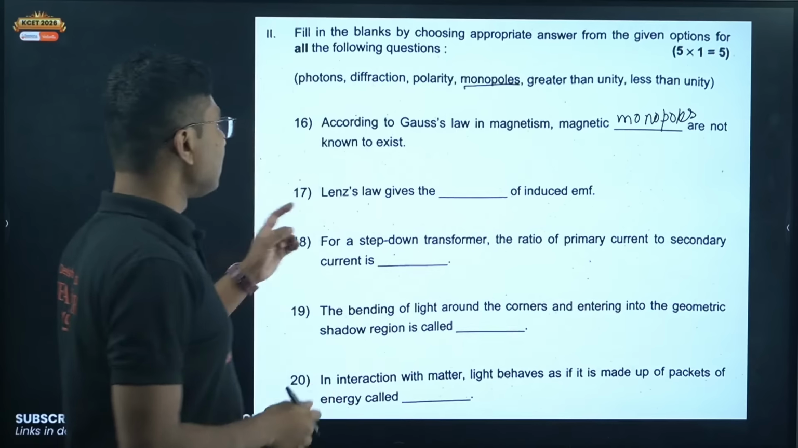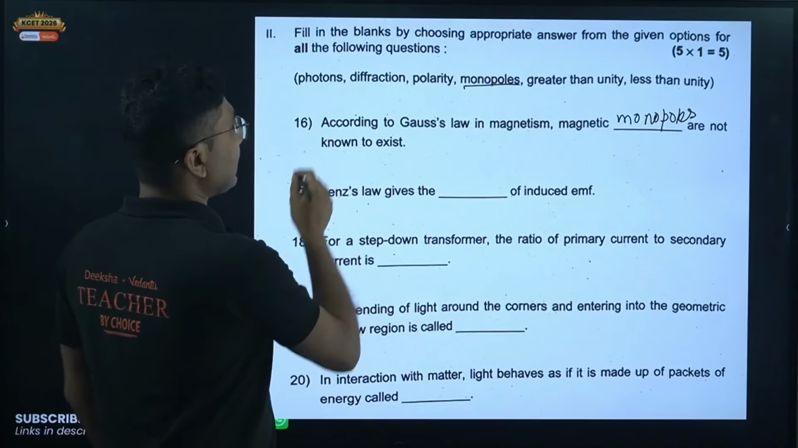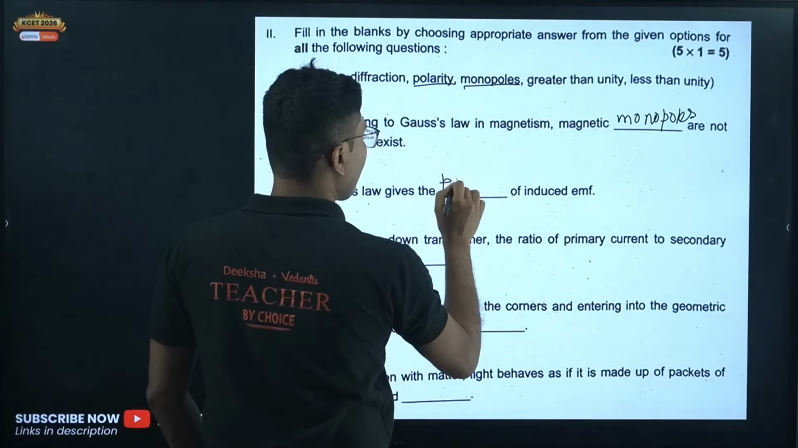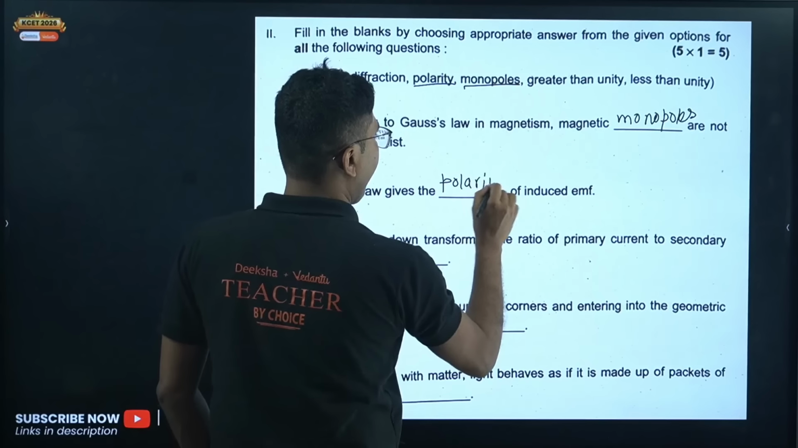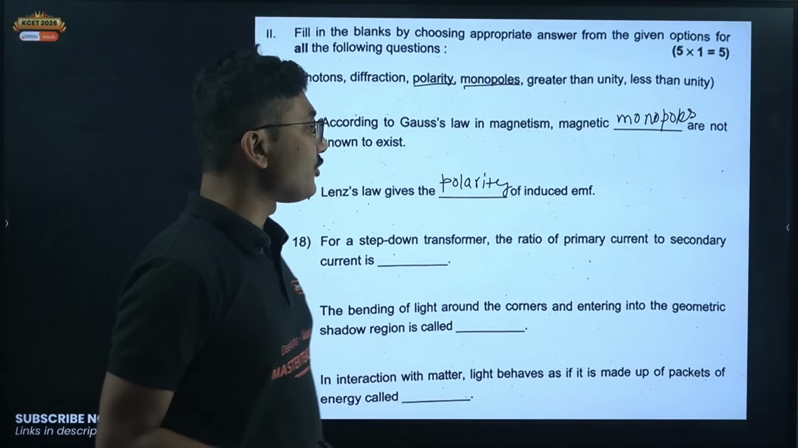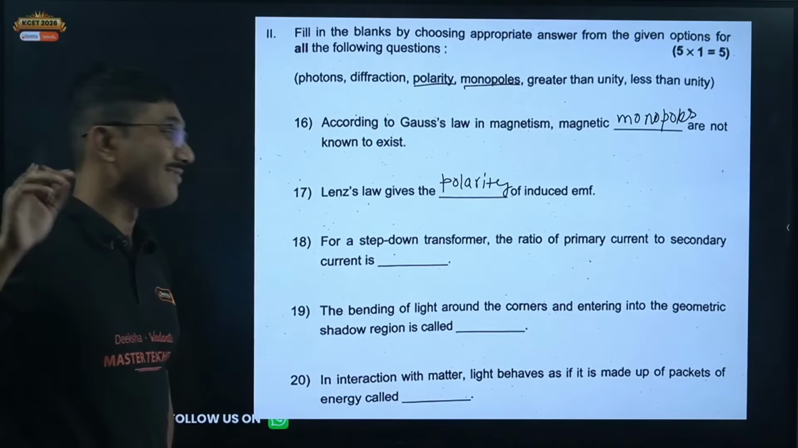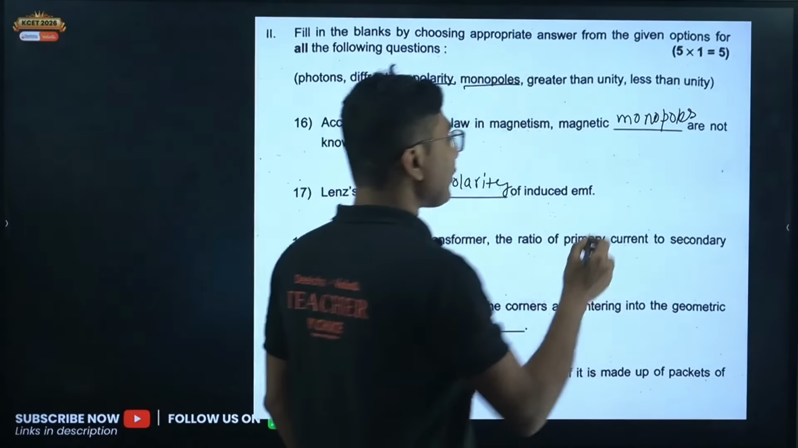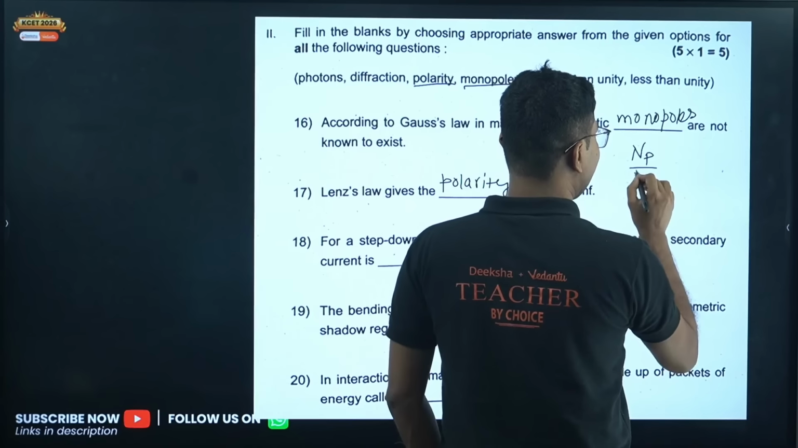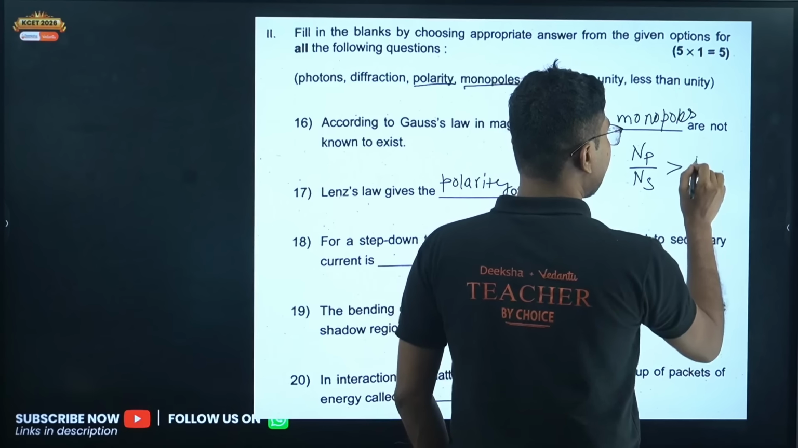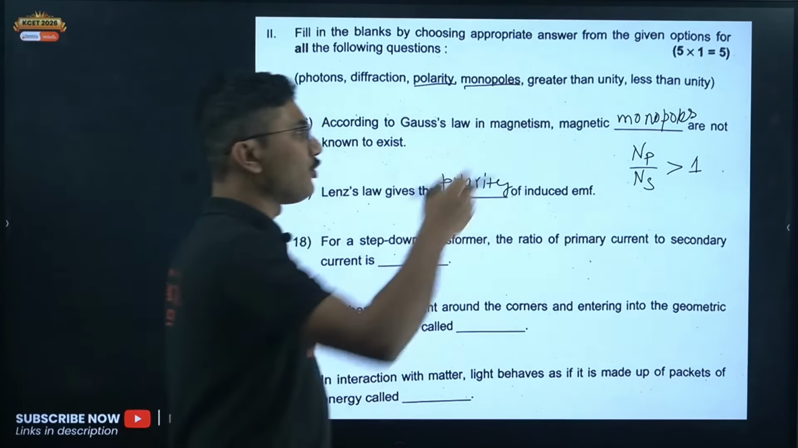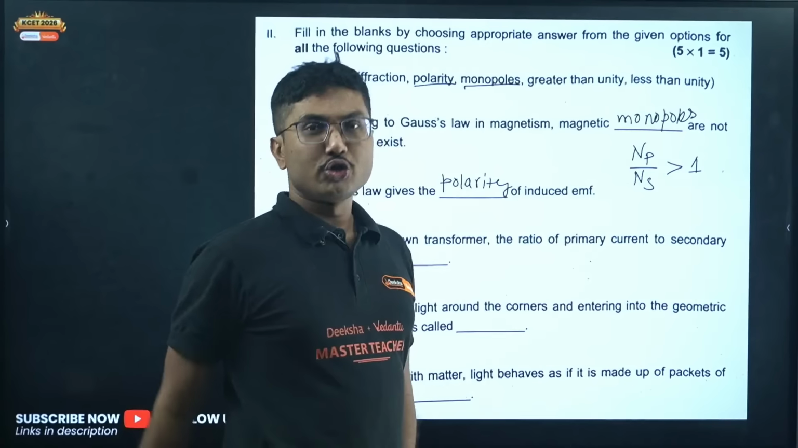Okay, Lenz's law gives the direction. Lenz's law gives the polarity of the induced EMF. For a step down transformer, the ratio of primary current to secondary current, very interesting. Step down transformer, that means if you consider NP by NS, it should be greater than 1. Okay, NP by NS, step down transformer means the ratio of primary to secondary should be greater than 1.